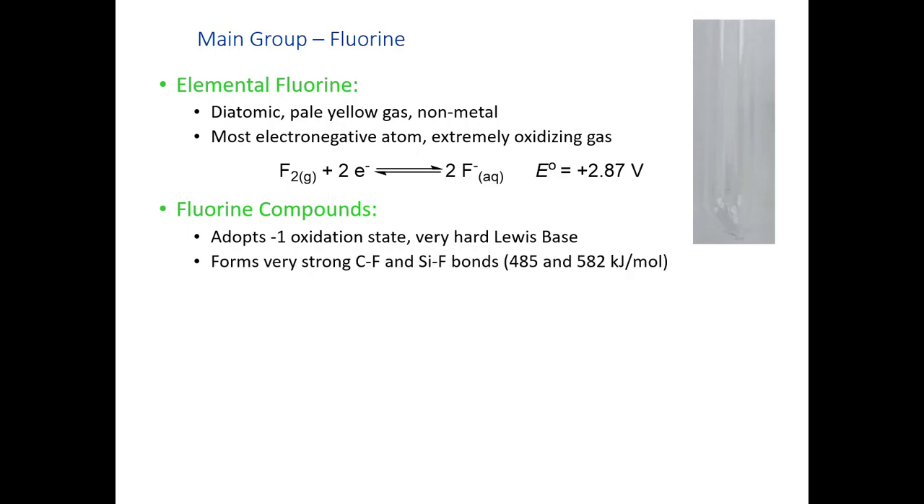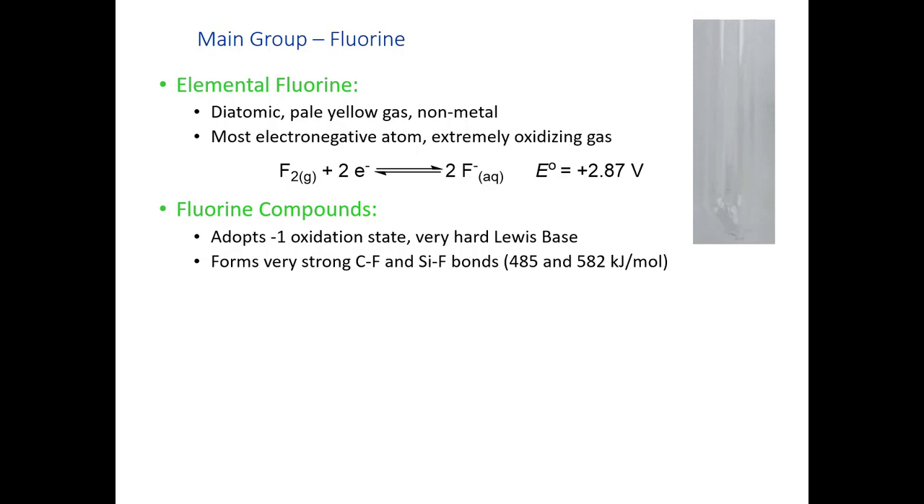Fluorine forms very strong bonds with silicon and carbon, which means those bonds are very difficult to break. If you have a compound that decomposes through a C-H bond being oxidized, a common trick is to replace that bond with a more stable C-F bond, which will be more resistant to oxidation.